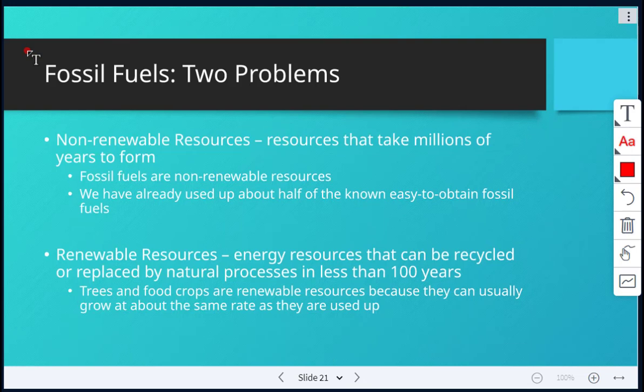Okay, two problems that we'll talk about with fossil fuels. They are a non-renewable resource. Okay, they take millions of years to form. So we won't have them forever. And we've already used up about half of the known easy to obtain fossil fuels. And then compare that to renewable resources that we just looked at, like solar and wind and so on. These are energy resources that can be recycled or replaced by natural processes in less than 100 years. So trees and food crops would be considered renewable resources because they can usually grow at about the same rate as they are used up.